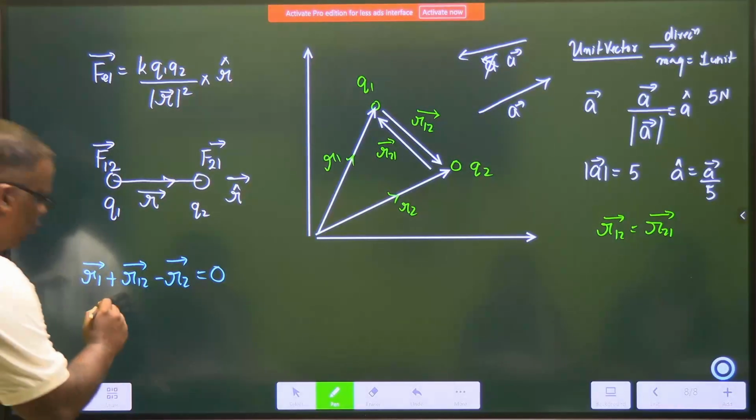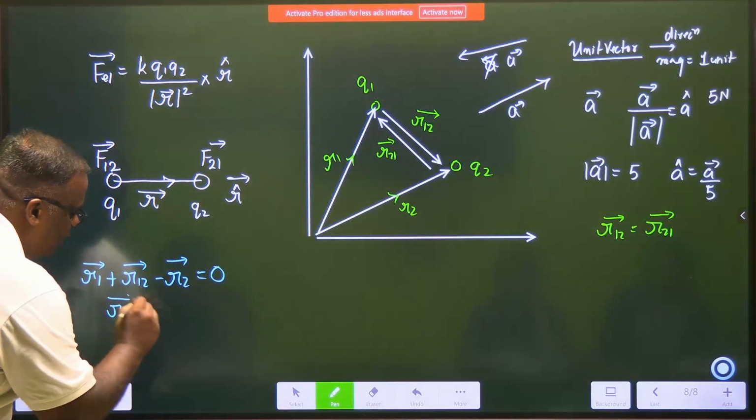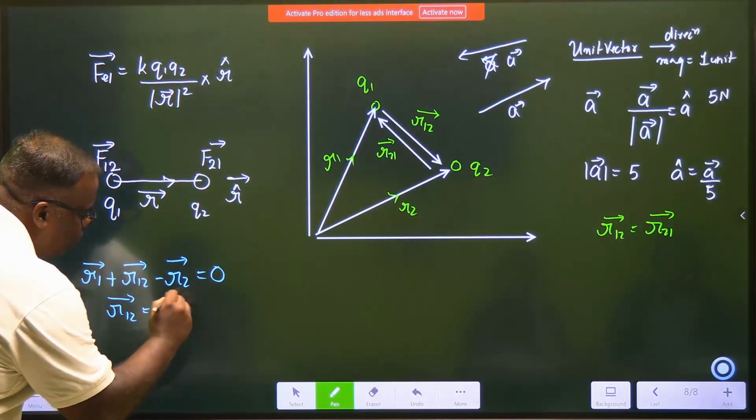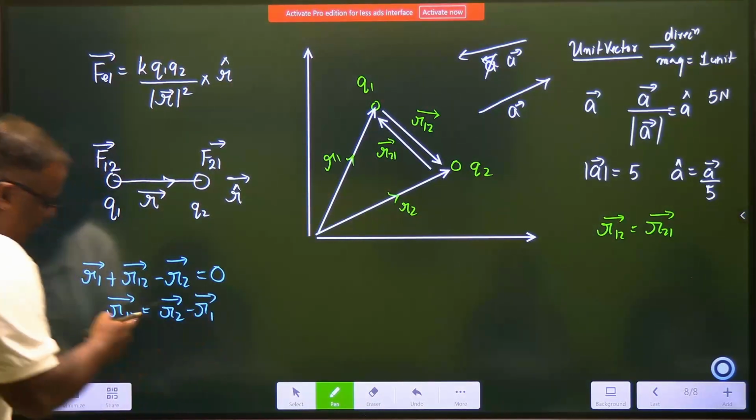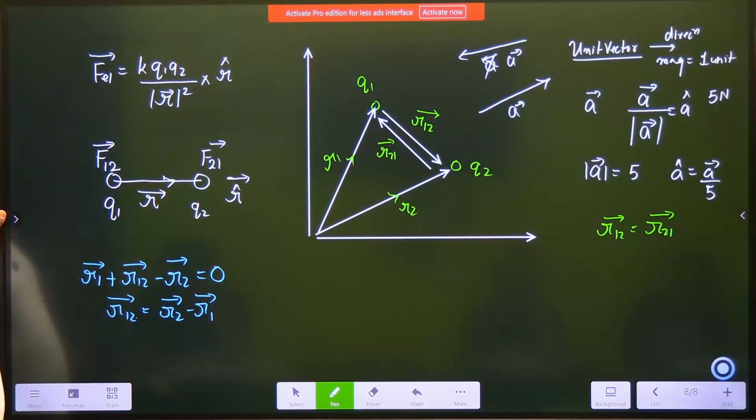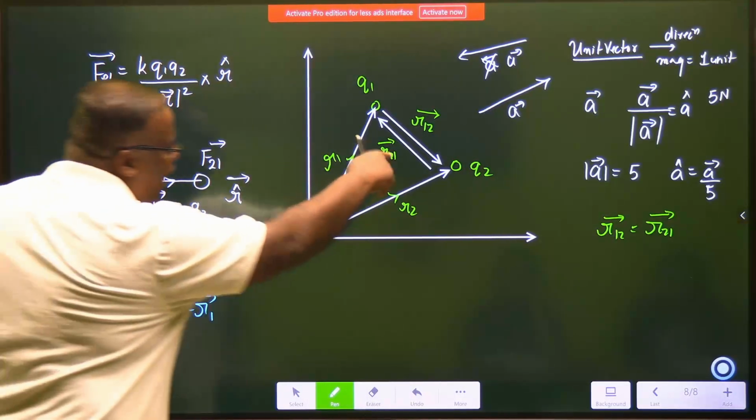So what is the value of r12 from here? It will be r2 minus r1. Final minus initial. Simple mathematics. Vectors. Now let's go by r21.